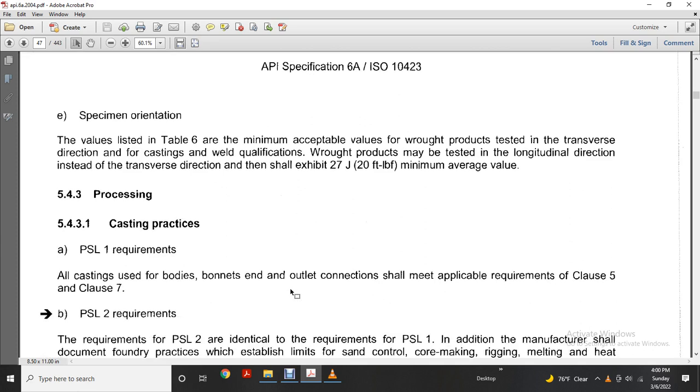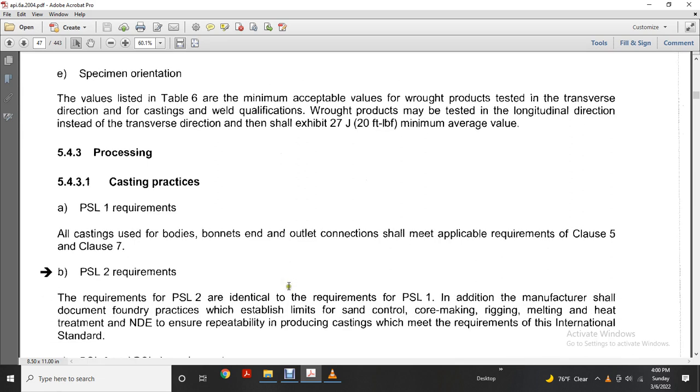All castings of the body, bonnet, outlet, and end outlet connection shall be subject to the applicable requirements of clause 5 and clause 7 of the product specification level 2 requirements. The requirements for product specification level 1 are identical to level 1.